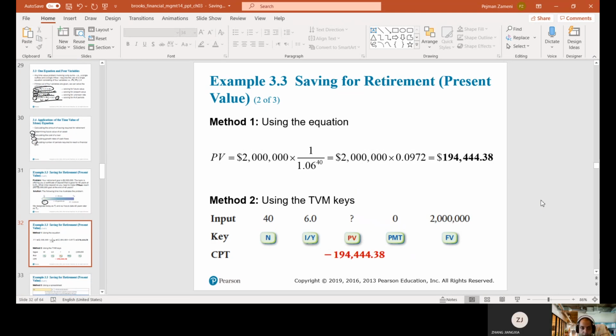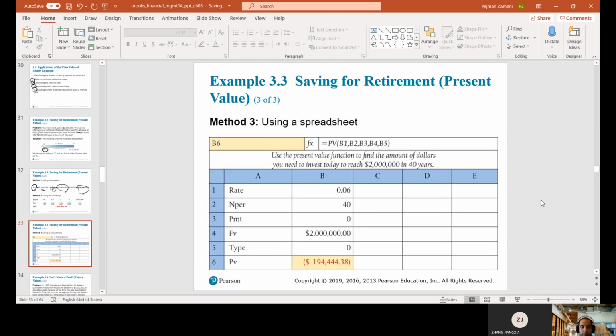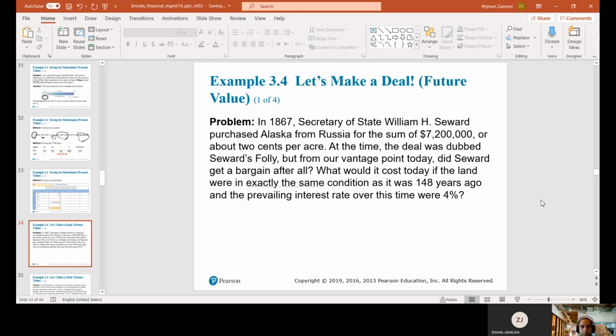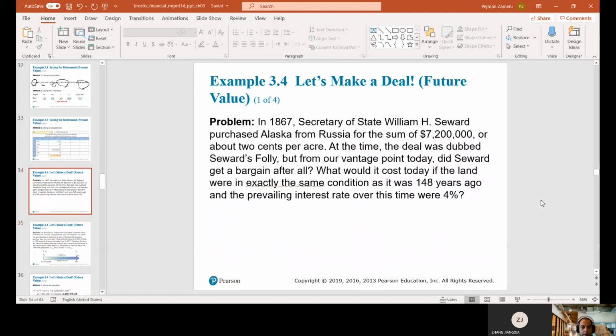See, this is what we are looking for. We have the future value, the interest rate, and the number of years. It means that right now I need to invest this amount of money in my account and not touch that money. After 40 years, I will have $2 million in my account. Or if you want to do it via Excel, this is the way you can do it. Okay, there's another example for you that we can just go through and do yourself.